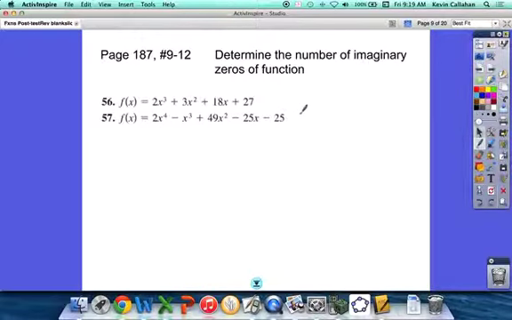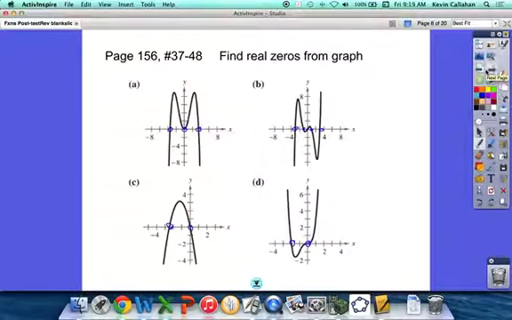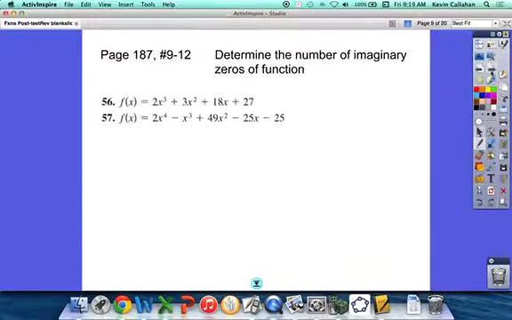Well, how do you find real zeros? You look at the graph. Just look at the graph. Right? If it shows up as a crossing of the x-axis, that's a real zero. So count up your real zeros and subtract from the total. Let me try this one.